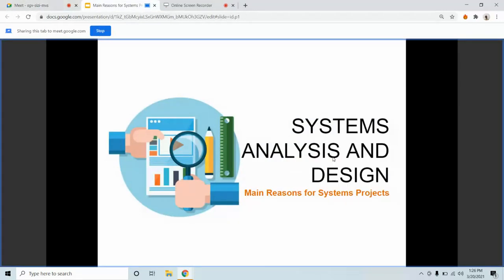This afternoon's session is about the main reasons for systems projects. So, the previous lessons that we had for this subject, again, do not be confused with the names. You are taking Systems Analysis and Design, but this is exactly the same as the subject for BSIT students. They call it Systems Integration Architecture 1.